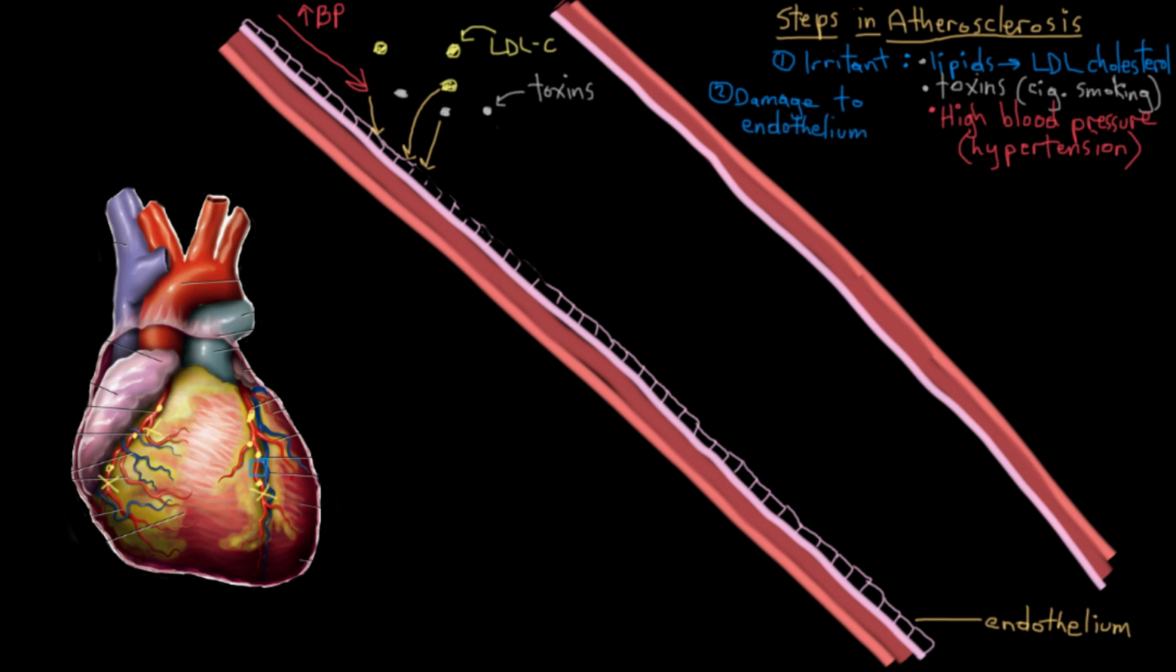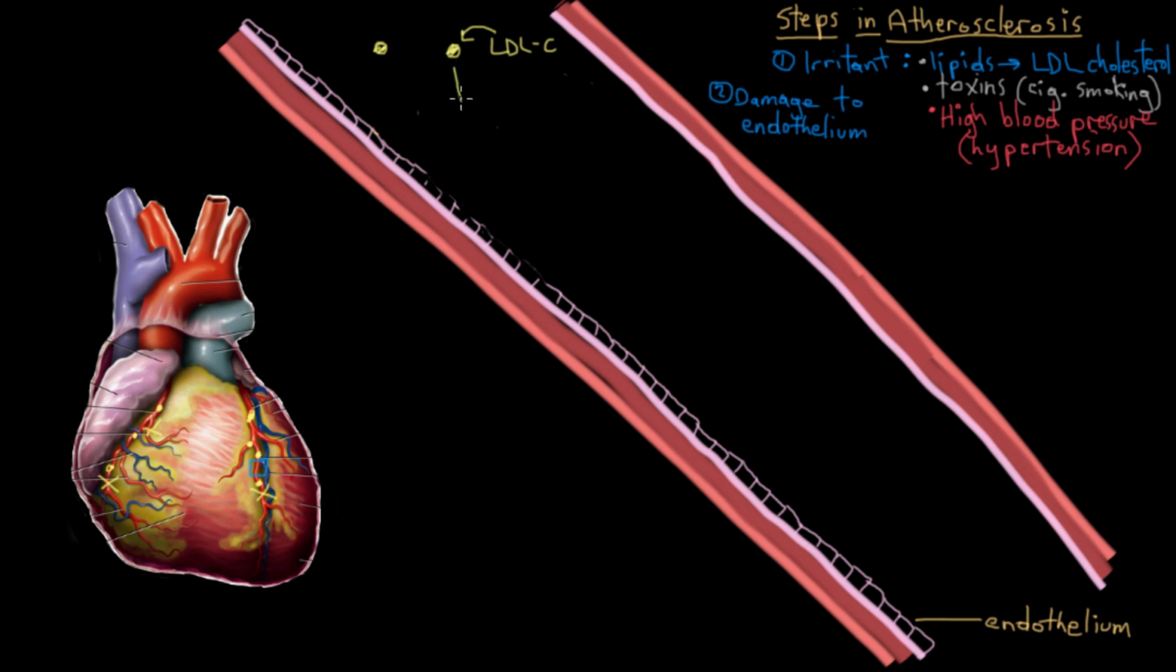And in step 3, regardless of whatever damaged the endothelium, I mean, if it was toxins or the cholesterol or the high blood pressure, regardless of what actually damaged the endothelium, what happens next is that the cholesterol will jump in there and start to collect under the damaged endothelium. So let me clear away some of this because we're going to focus on the cholesterol now.